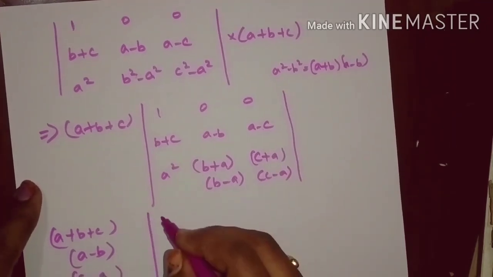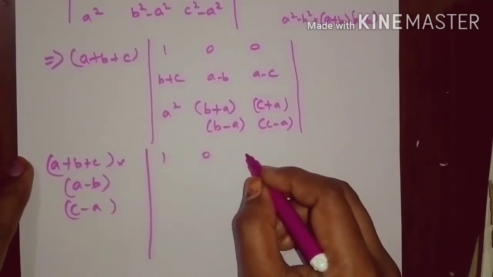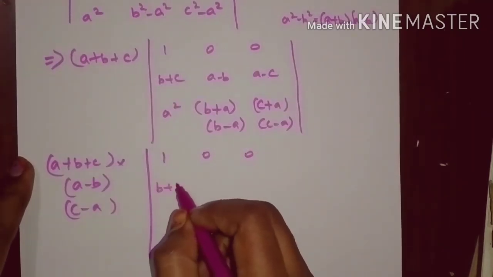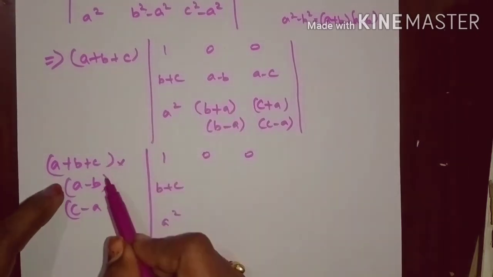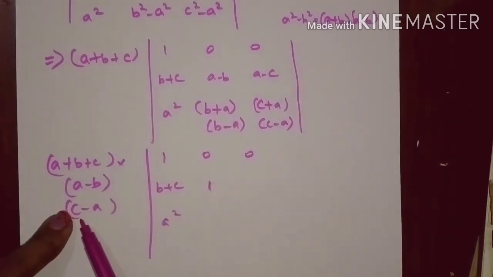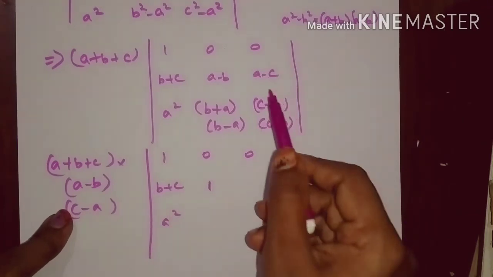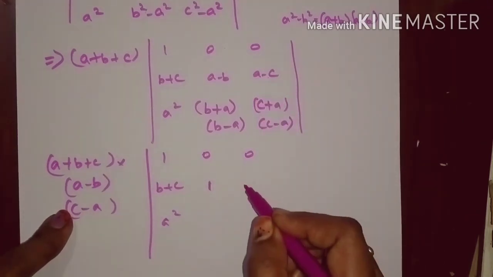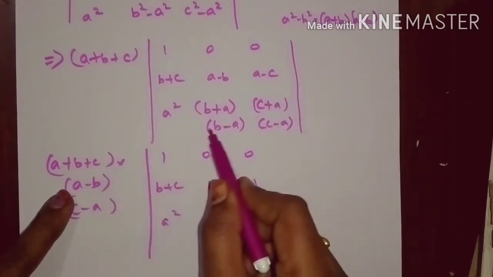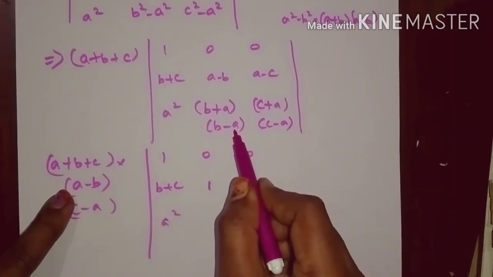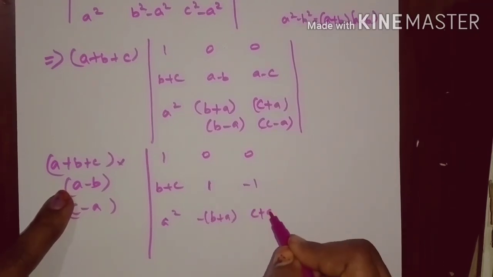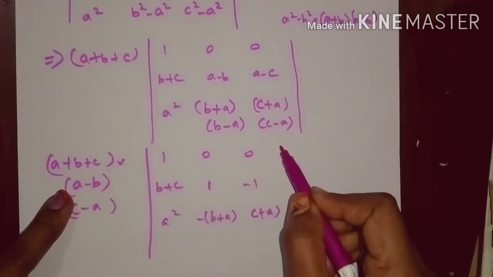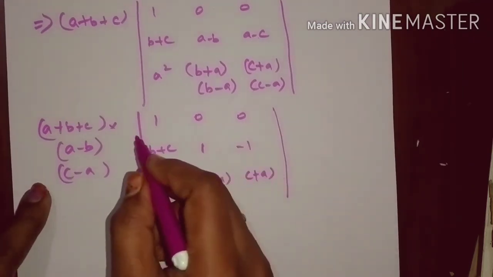So the determinant would change to 1, 0, 0, b plus c. Column 1 retains as it is, a square. A minus b has been taken out, so we will get 1 here. We are taking c minus a as a common value. Here a minus c is there, so obviously we will get minus 1 here. If you are taking a minus b, here it is b minus a, right? So we will get minus of b plus a and c plus a here, since we have taken c minus a out. Now expanding by row 1.